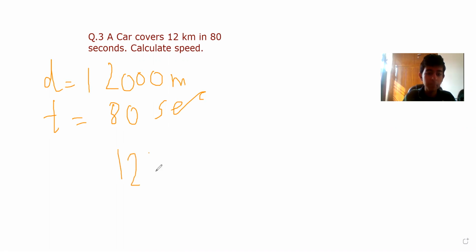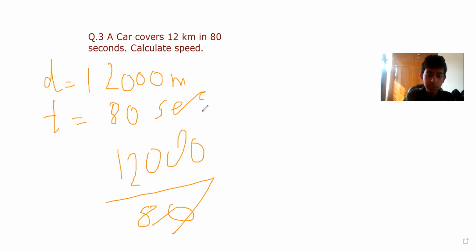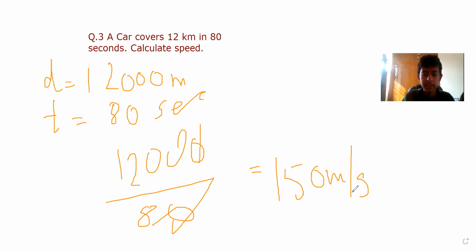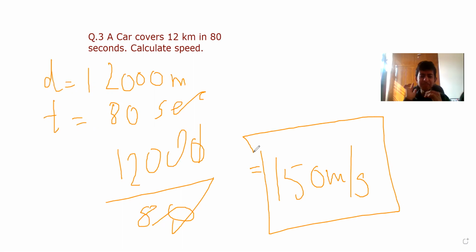So 12,000 upon 80. 0 with 0 gone, 1200 upon 8. So it becomes 150 meters per second. So in this manner, we have solved this question easily. Very, very easy question. Okay, I hope you are understanding the questions because they are the basic ones.